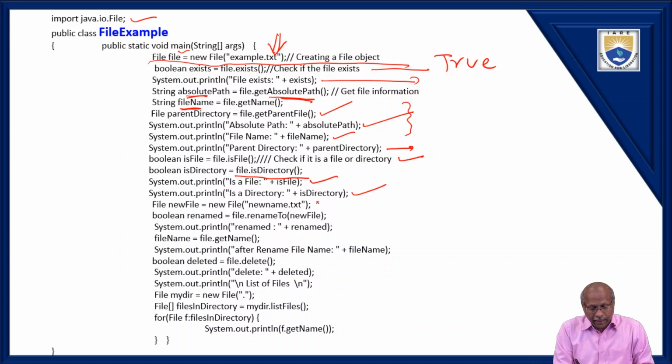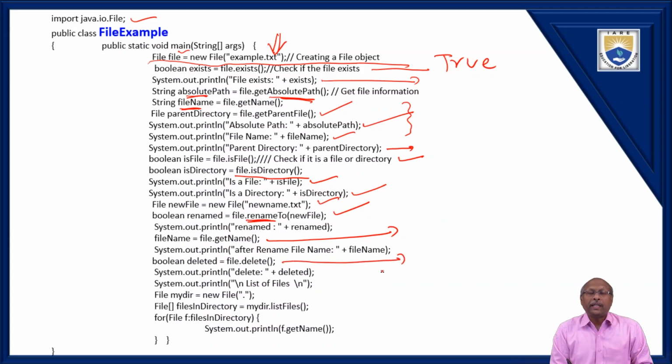And you can create a new file, you can rename also. For renaming, there is a method called rename. This rename will allow you to change the existing name. getName will give you the name of the file. What is the name of the file? And you can delete a file. Sometimes you will be interested in deleting the file. So you can call the delete method. If it is deleted, it returns true. If it is not deleted, it returns false.